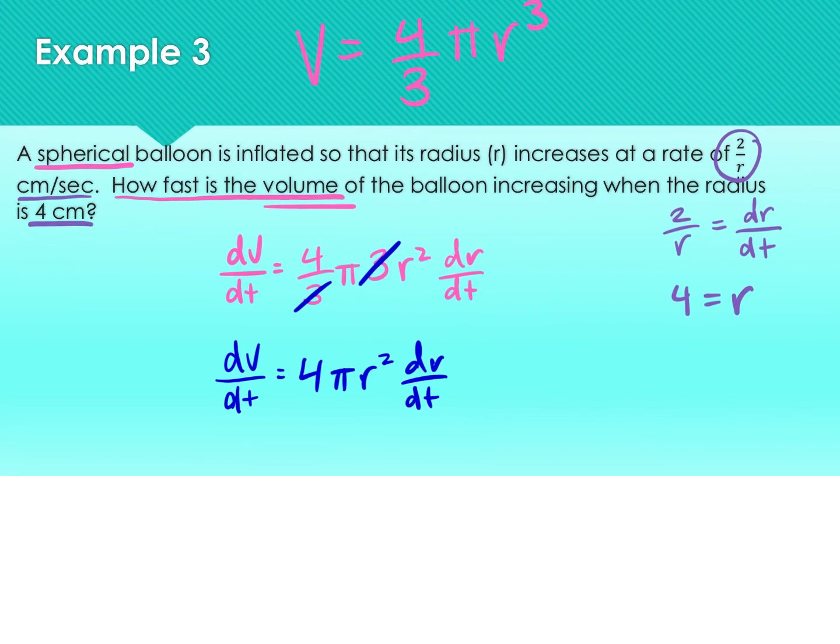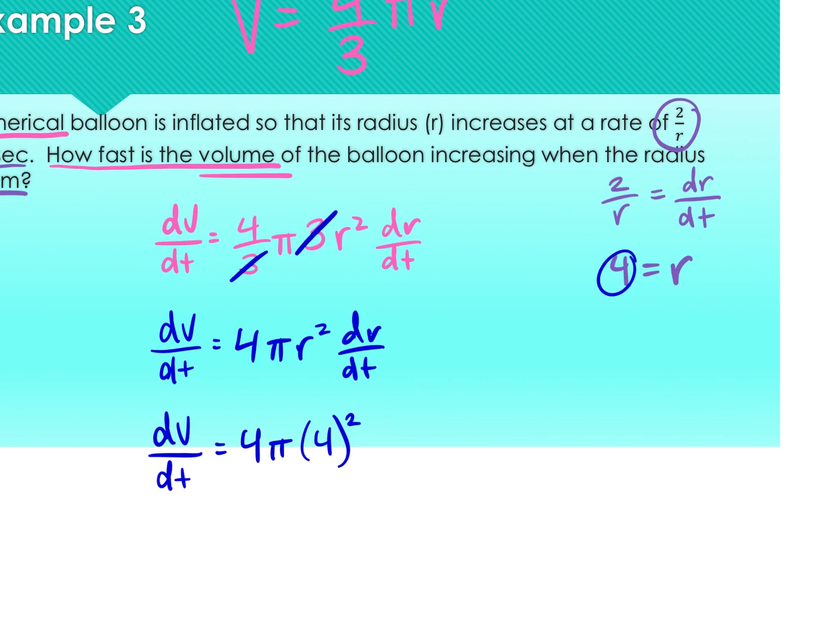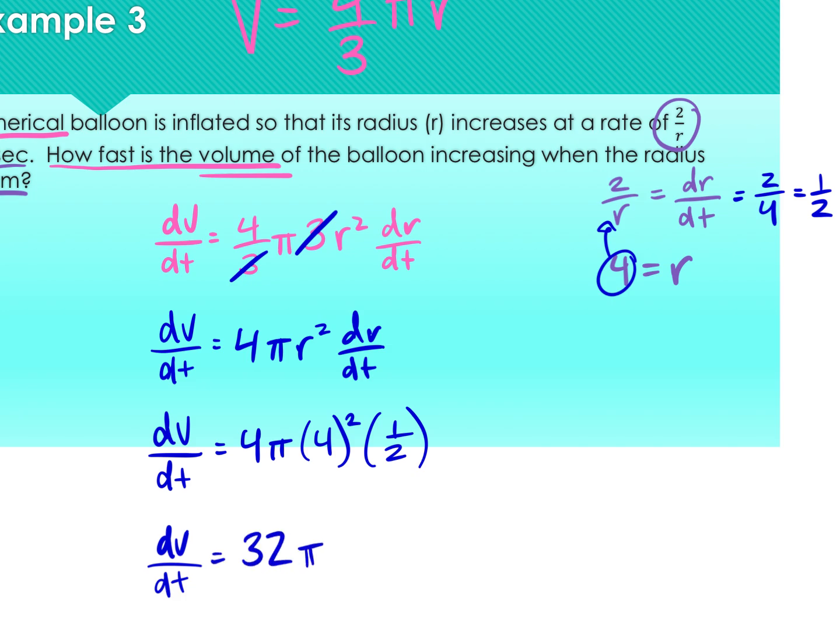So let's plug everything in now. dV over dt is equal to 4 pi. What's r? 4, so 4 squared. dr over dt is 2 over r, but what's r? 4. We can plug 4 into our r, so dr over dt would be 2 over 4, which simplifies to what? 1/2. So dr over dt is 1/2. From here, just multiply. 4 squared would be 16. 16 times 1/2 would be 8. 8 times 4 is 32. So dV over dt is 32 pi what? It's volume here. Centimeters cubed per second.